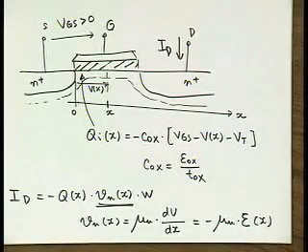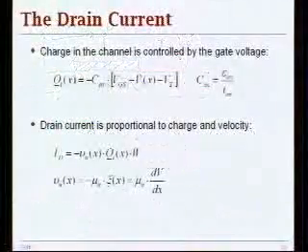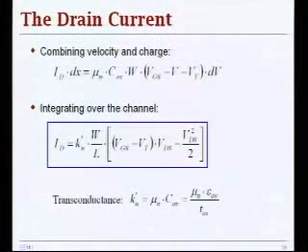Okay, so now going back to slides. So when you combine this velocity and charge and integrate over the channel, you end up with this simple current voltage relationship for your device. And over here we recognize this parameter Kn prime that is the transconductance of your device. It's mu times Cox, so it's mu epsilon divided by Tox.